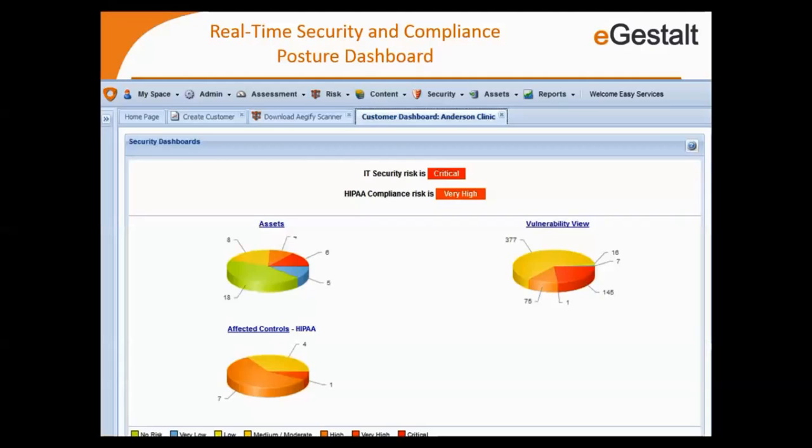This is what the dashboard looks like. As I said, if you're a business, you can get a real-time security and compliance posture view of your infrastructure, of your business. It tells you how many assets were found, and in what degree of criticality. It tells you your overall security risk, your compliance risk.